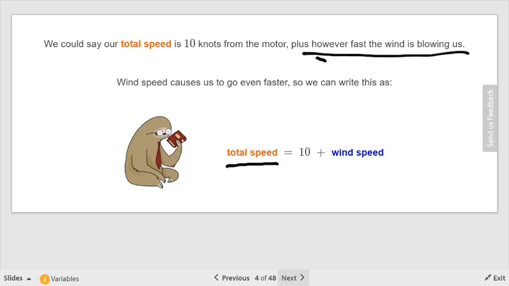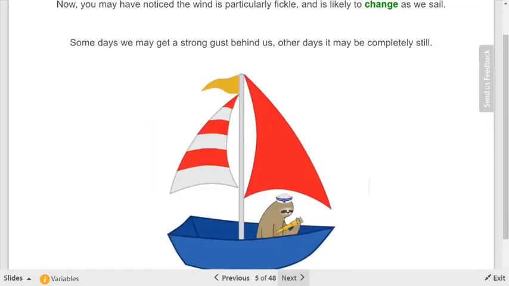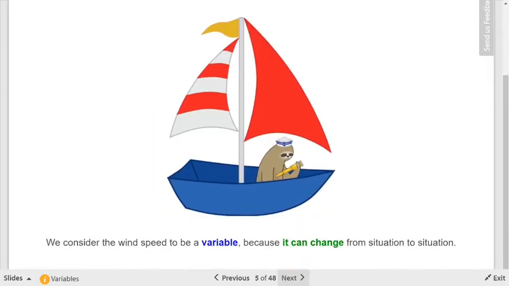Our total speed is 10, which is how fast the motor is going, plus the wind speed. That's a little better, right? Wind speed is a little bit easier than writing all of this, right? Okay? There you go. But we can simplify it even more. Now, we consider the wind speed to be a variable because does the wind always blow the same amount?